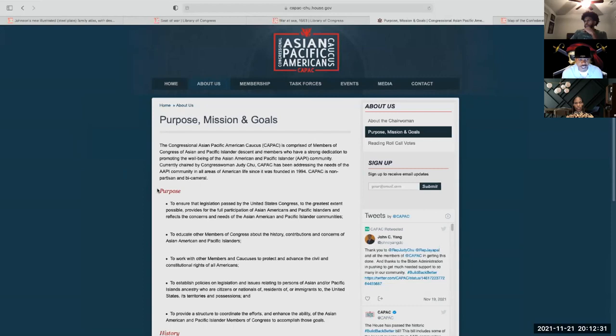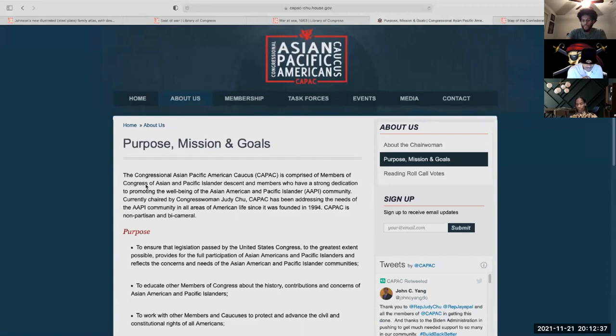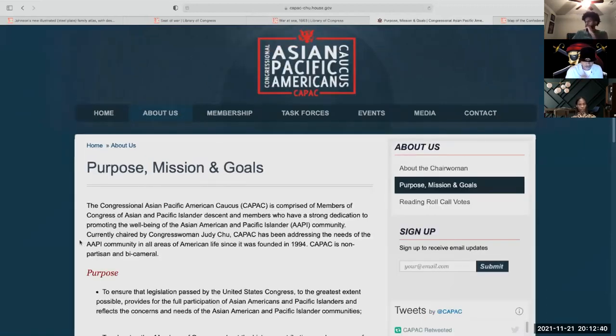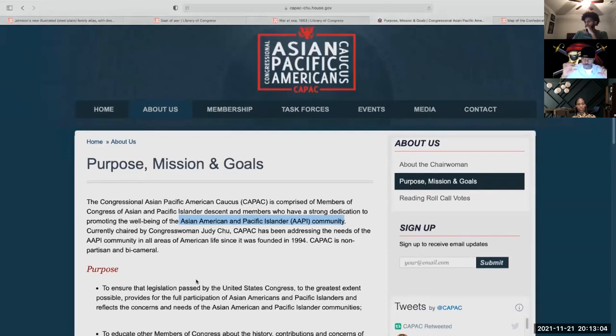Okay, so this is for Asian and Pacific Islanders. The Congressional Asian Pacific American Caucus is comprised of members of Congress of Asian and Pacific Islander descent, and members who have a strong dedication to promoting the well-being of the Asian American and Pacific Islander community. So they're itemized. They only got 2 groups that they're looking for. So when they go into the business meeting, they're accounting for what percentage of resources Asian Americans are getting and what percentage Pacific Islanders are getting.